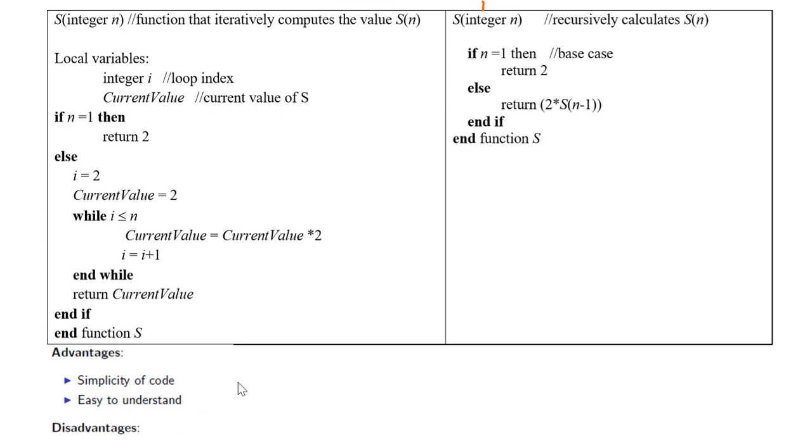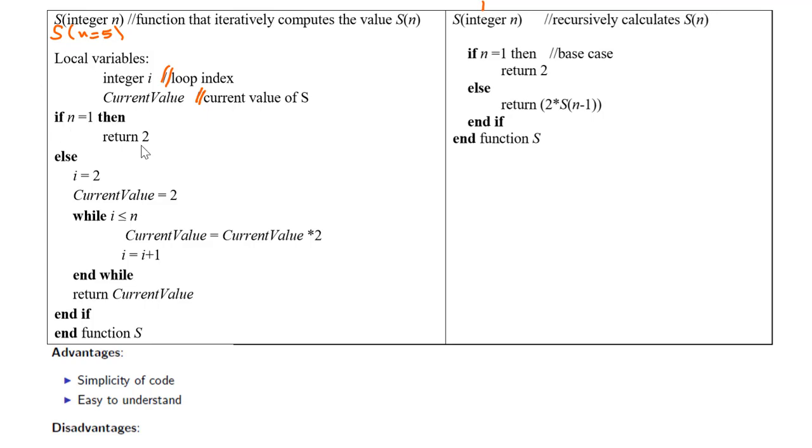So let's see this example. If I call S and then I have integer n equal to 5. So local variable, we have an integer I and current value, which is basically the current value of S. When you have two lines, this is the description of the code. So the computer doesn't read the description. So here is what we have.